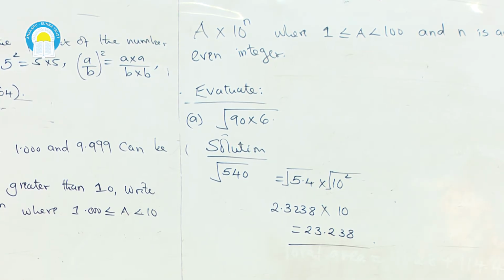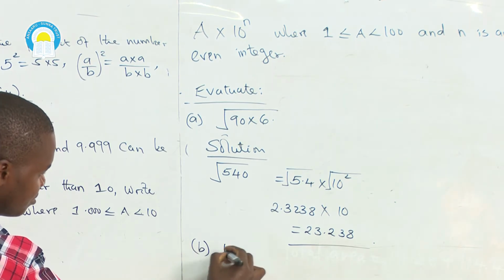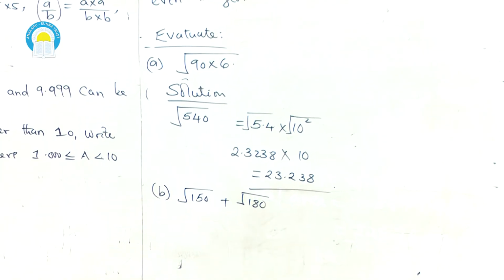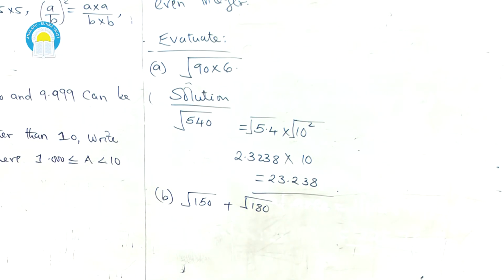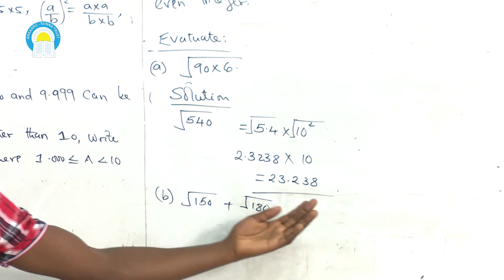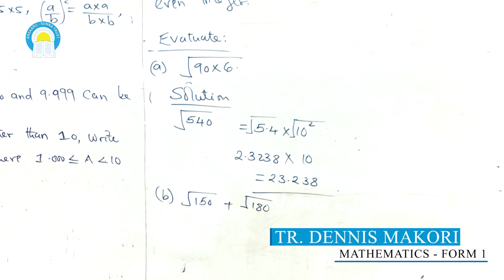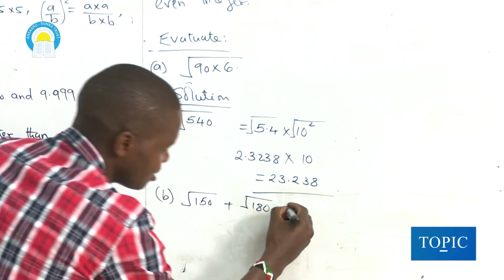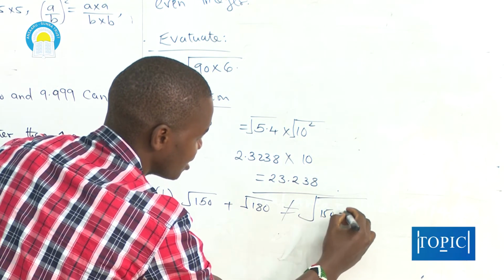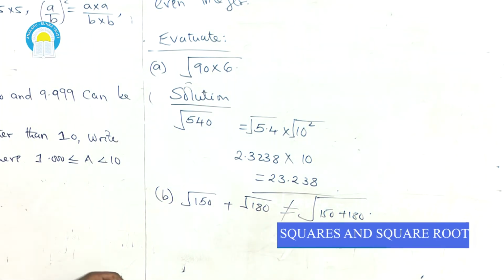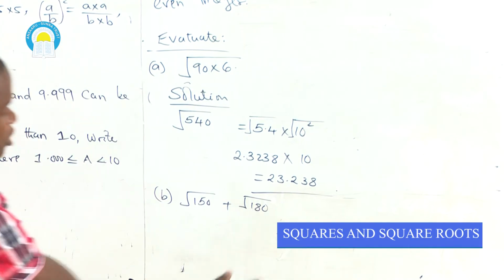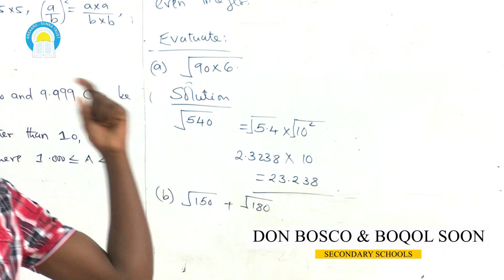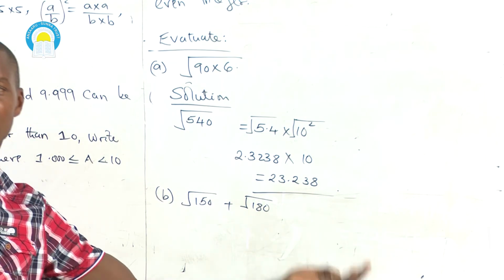What if you are supposed to find the value of the square root of 150 plus the square root of 180? What are you supposed to do? No, you cannot add 150 and 180 then find the square root. That's wrong. The square root of 150 plus the square root of 180 is not the same as the square root of 150 plus 180. So you are supposed to use your tables, find the square root of 150 and also find the square root of 180. After that, you add.